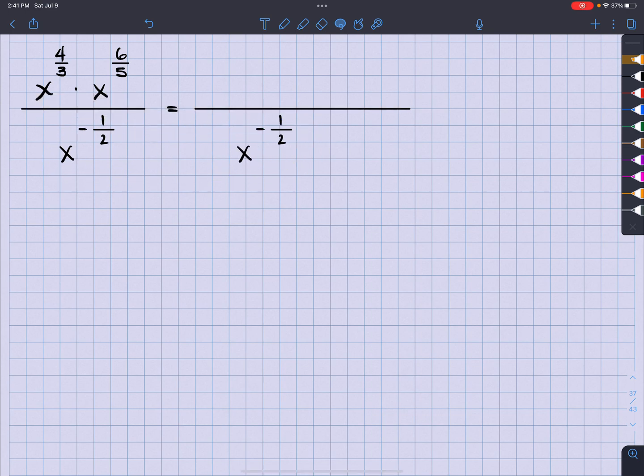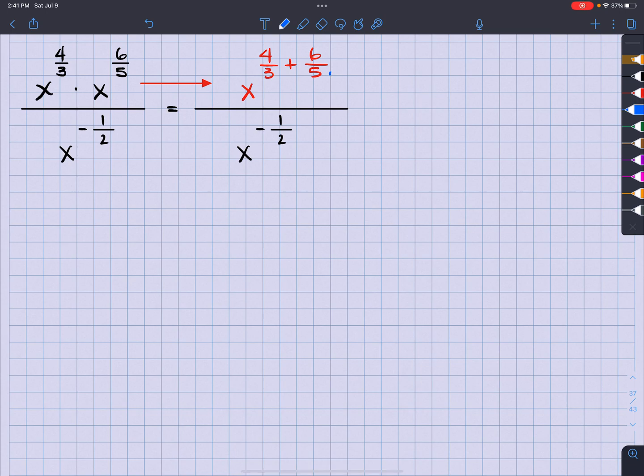So what is the top telling me to do? Well, since I'm multiplying two things with the same base, with different powers, I'm going to add the powers. Well, in order for me to add those two powers, what do I need? Right, I need the sisters, so I need common denominators.